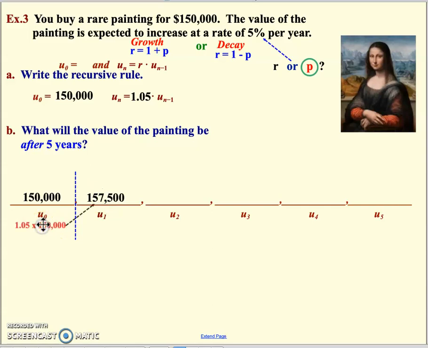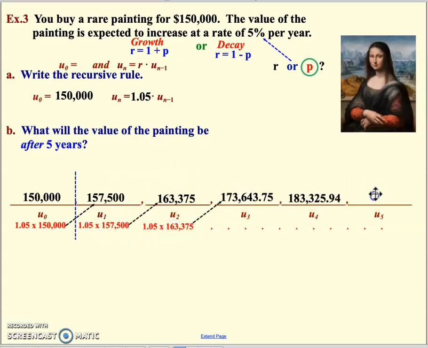And to get that, I'm using my formula. So 1.05 times the previous term. Another year passes. Then another calculation happens, and it produces the next value. So here's the value after 2 years. And then, you can just keep this pattern going, so on down the line.